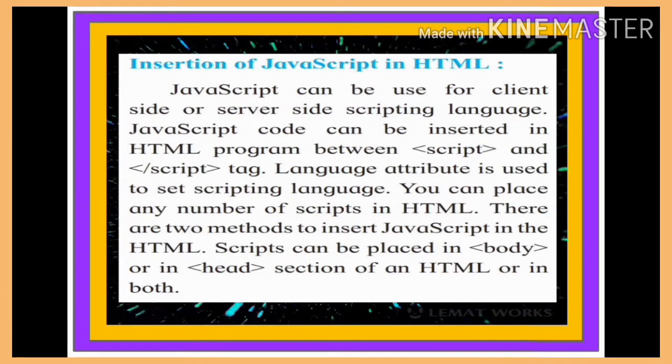Let's see how JavaScript is inserted in HTML. Insertion of JavaScript in HTML. JavaScript can be used as a client-side or server-side scripting language. JavaScript code can be inserted in an HTML program between the script tag and close script tag. The language attribute is used to set the scripting language. You can place any number of scripts in HTML. There are two methods to insert JavaScript in HTML. A script can be placed in the body or in the head section of HTML, or in both.